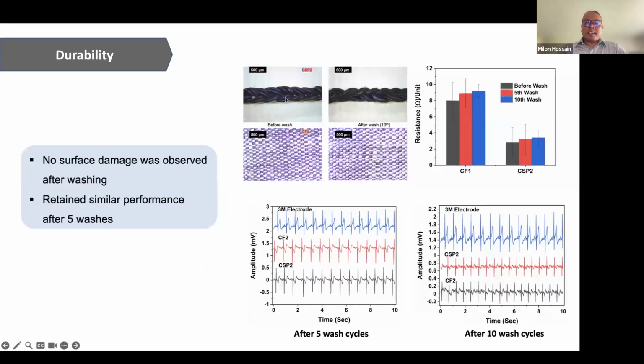I also washed the braided structure and found similar performance. They retained their performance in recording electrocardiograph after 5 wash cycles, but after the 5 wash cycles, it showed some deterioration in their magnitude. So if we want long-term wash durability, we need to customize and study more how we can design a more suitable electrode that can be resistant to more washing cycles.